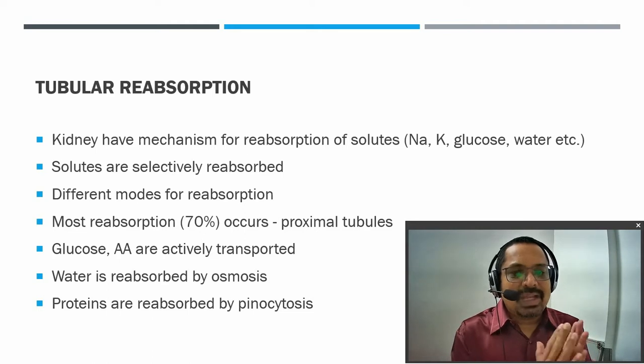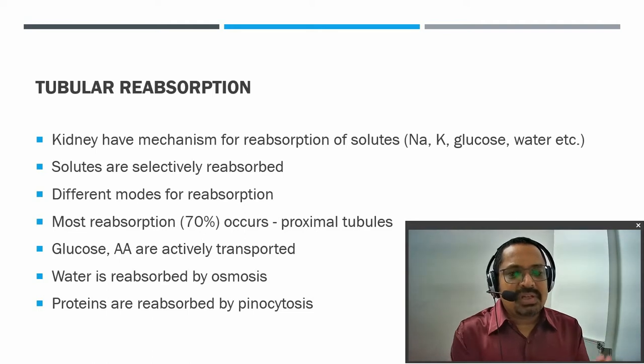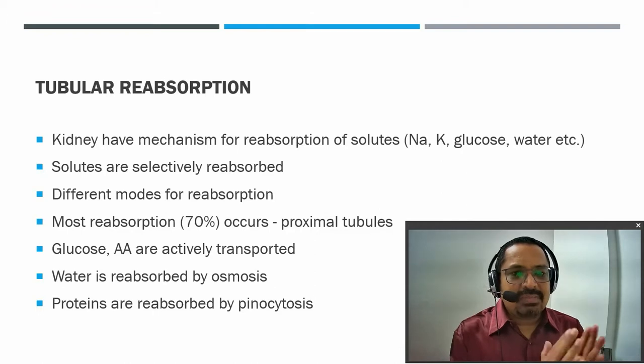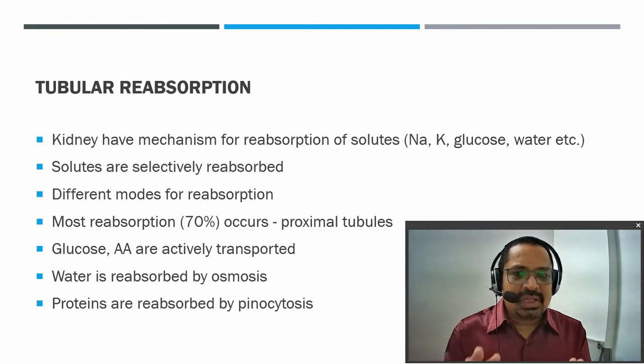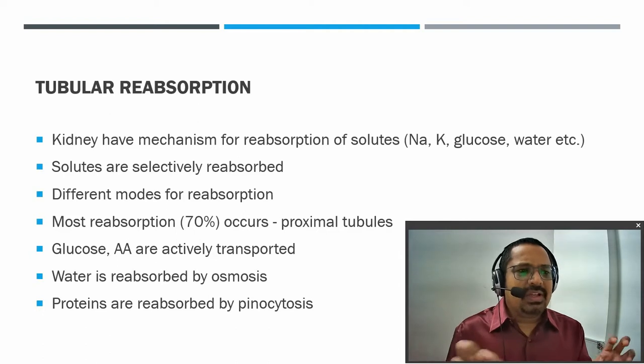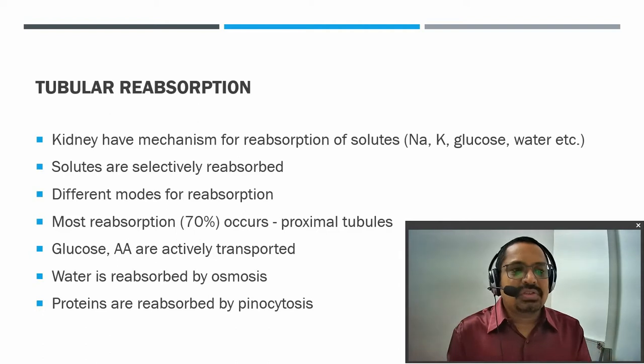Selective means one mechanism which is responsible for sodium will be responsible for sodium only, not for potassium. There is a separate mechanism for potassium, a separate mechanism for glucose, and a separate mechanism for amino acids. So they have a selective reabsorption process. They are called selective reabsorption: solutes are selectively reabsorbed.